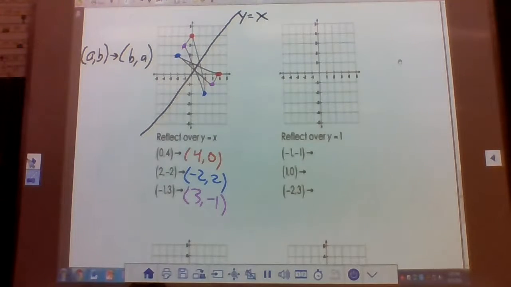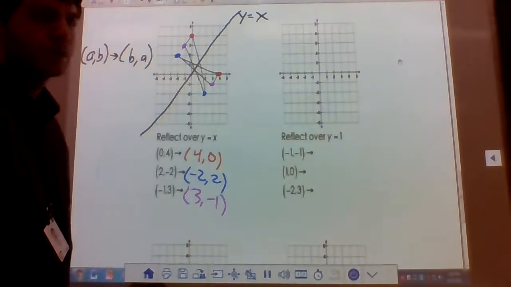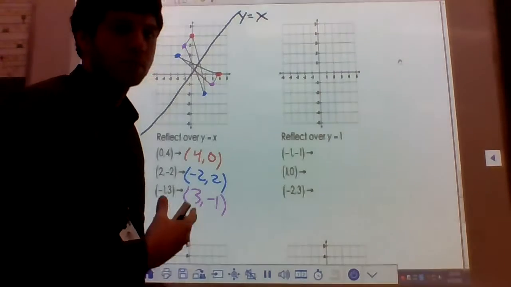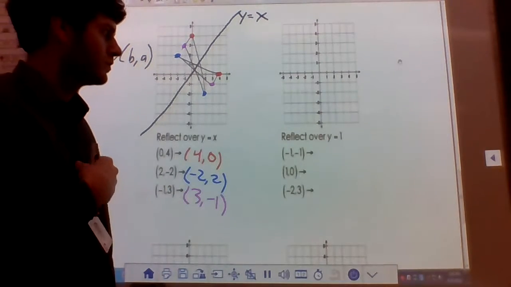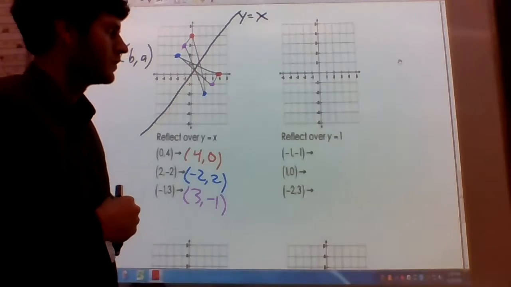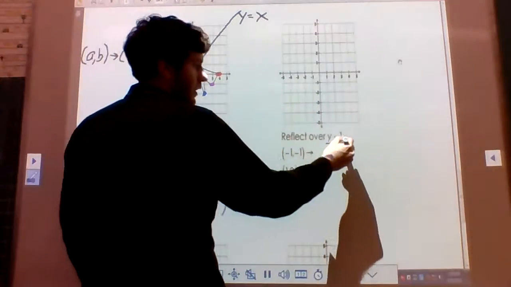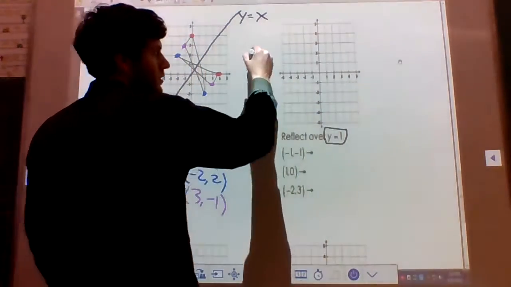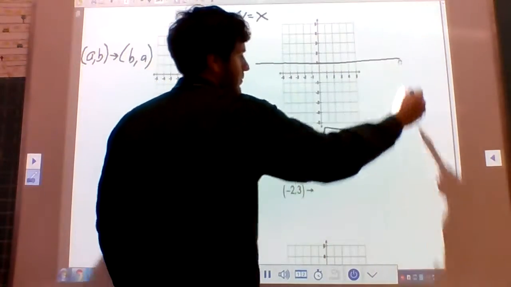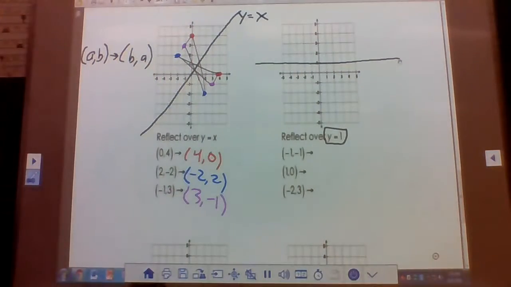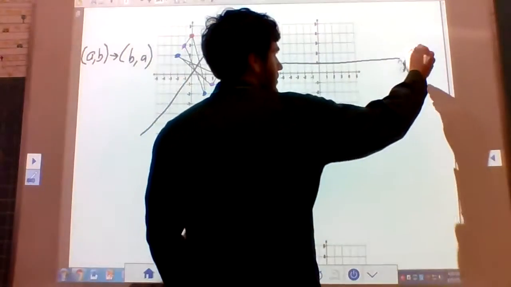Okay, next one, we want to reflect over the line y equals 1. So this is not one of the ones we had a formula for, so we just have to count and use our visual. Okay, so we want to draw the line y equals 1. So the line y equals 1 is right here. So that's what we want to reflect over, this line y equals 1.